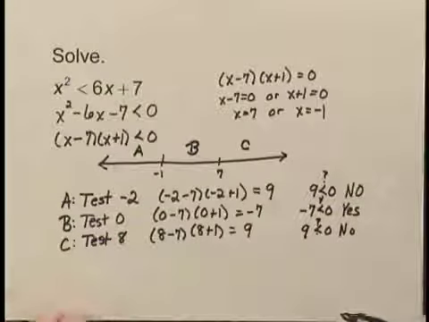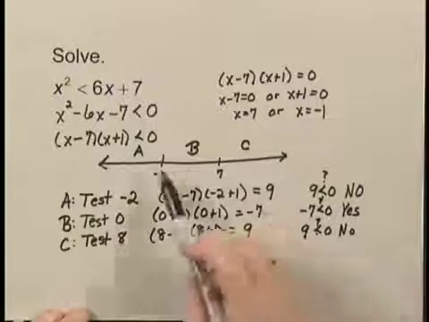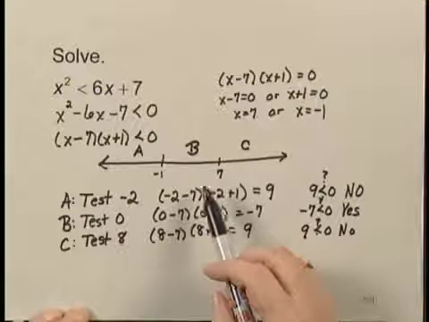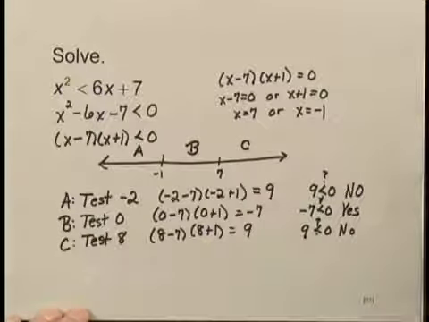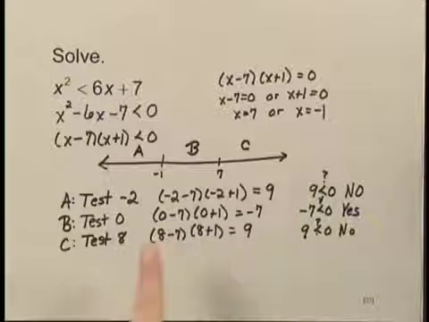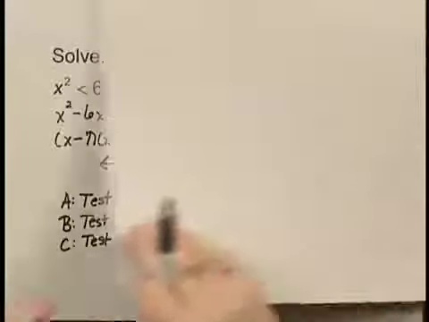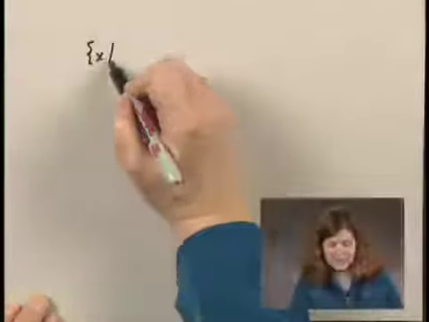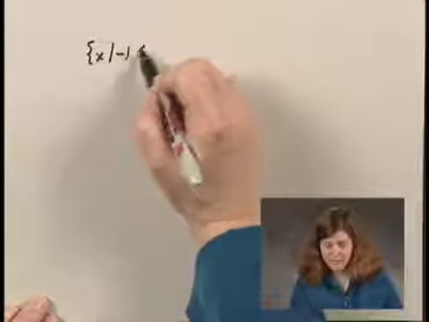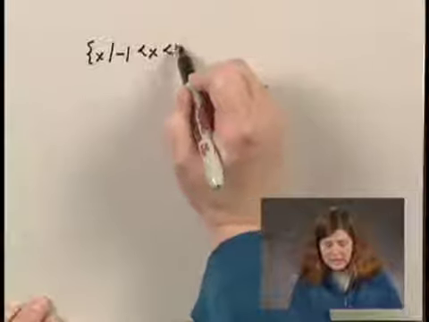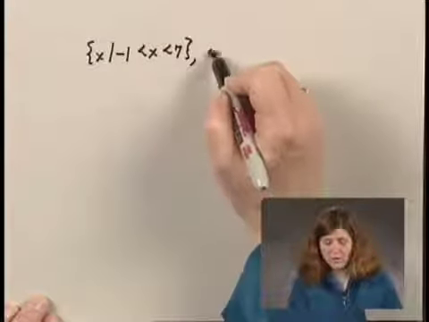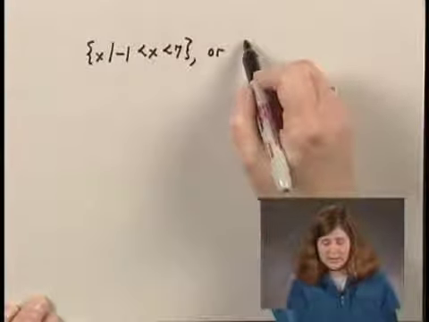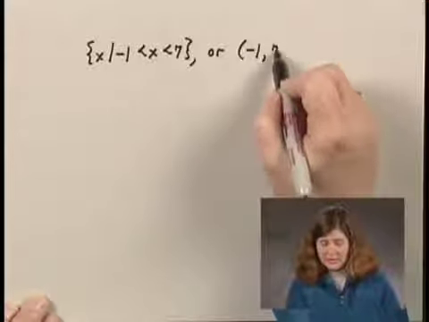So this expression will be negative only in interval B, and it will be negative for all real numbers in that interval. So the solution set, I need to describe the interval B. The solution set will be the set of all x such that negative 1 is less than x is less than 7. Or I can write it in interval notation as the interval from negative 1 to 7.